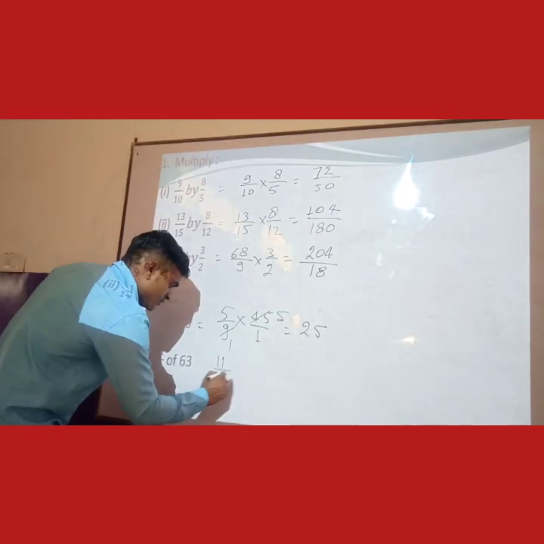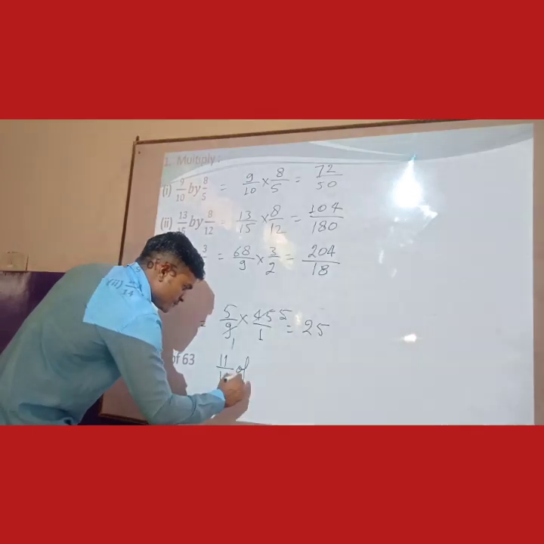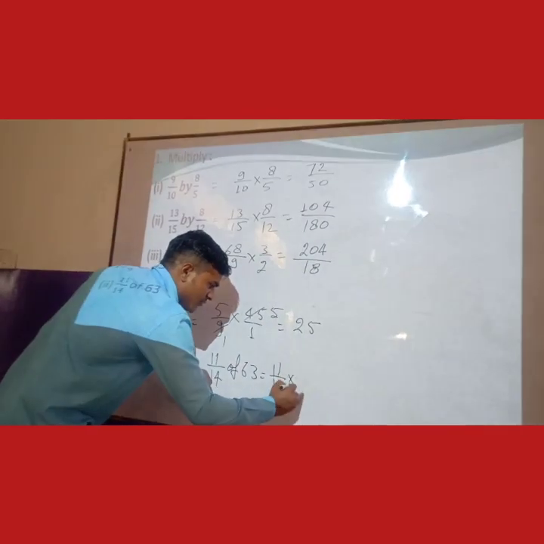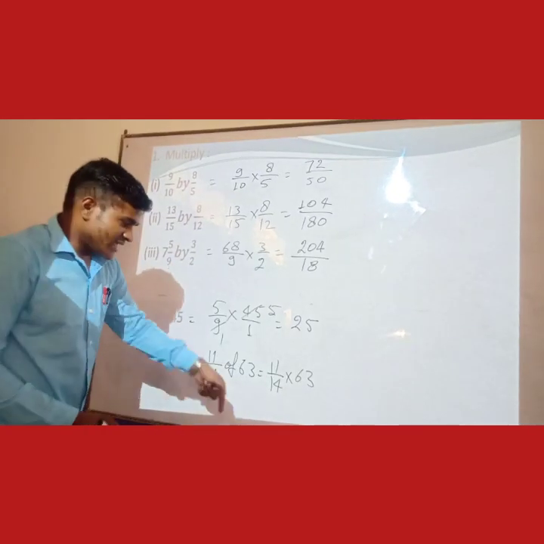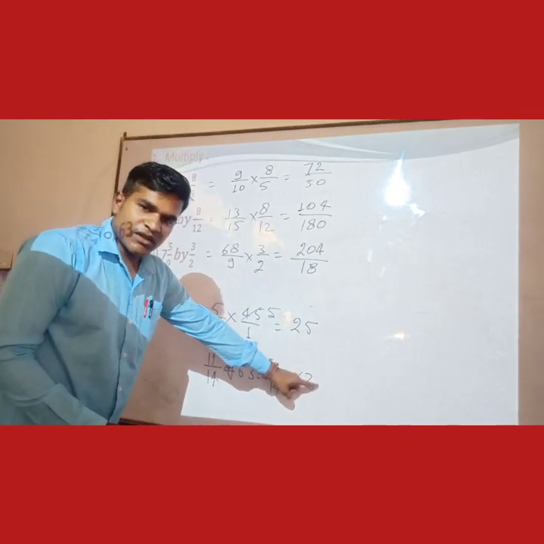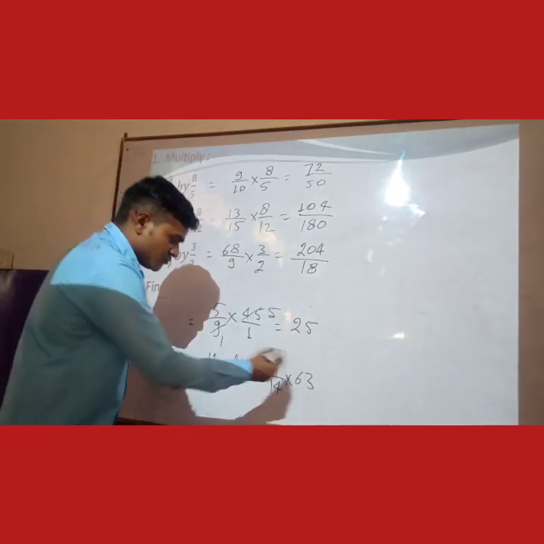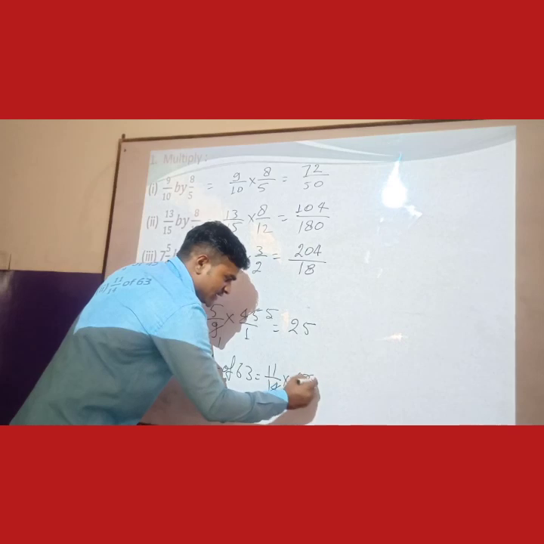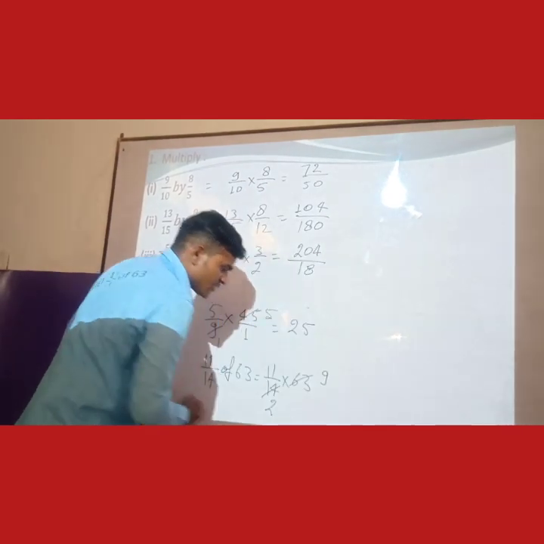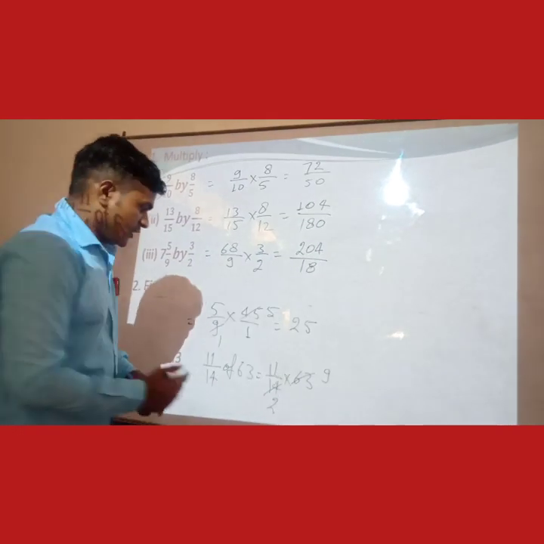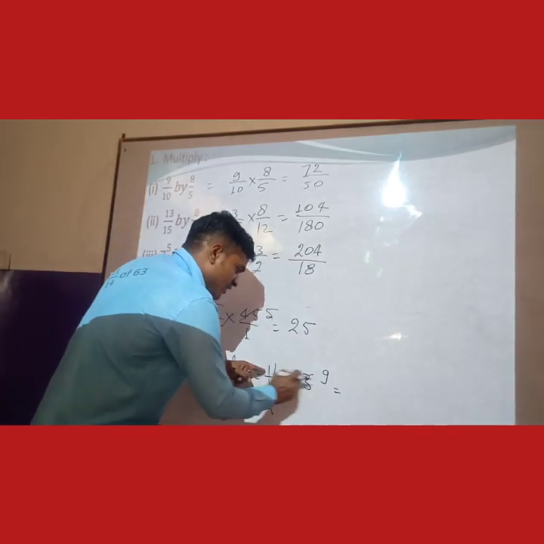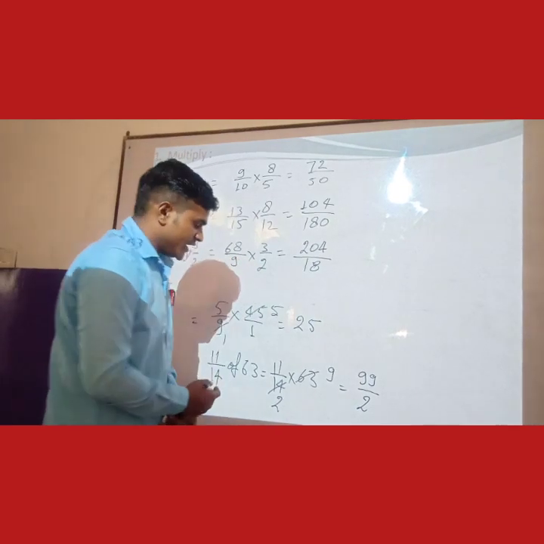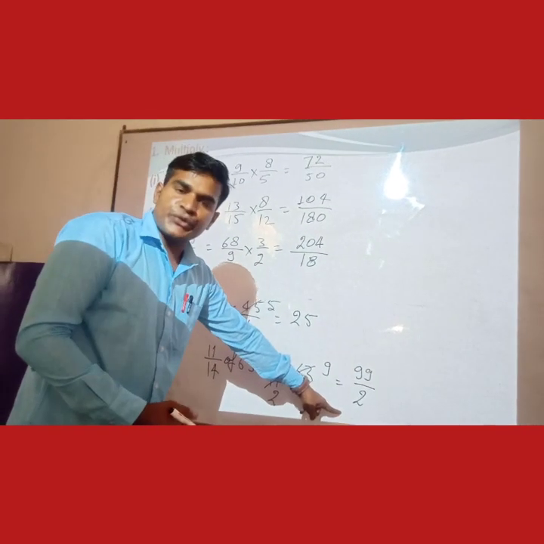Next, 11 upon 14 of 63. 11 upon 14 of 63 means 11 upon 14 multiplied by 63. Is 63 divisible by 7 and 14? Yes, both are divisible by 7. So 7 times 2 is 14 and 7 times 9 is 63. Now we have to multiply 11 by 9. 11 times 9 is 99 upon 2. So what we get is 99 upon 2.